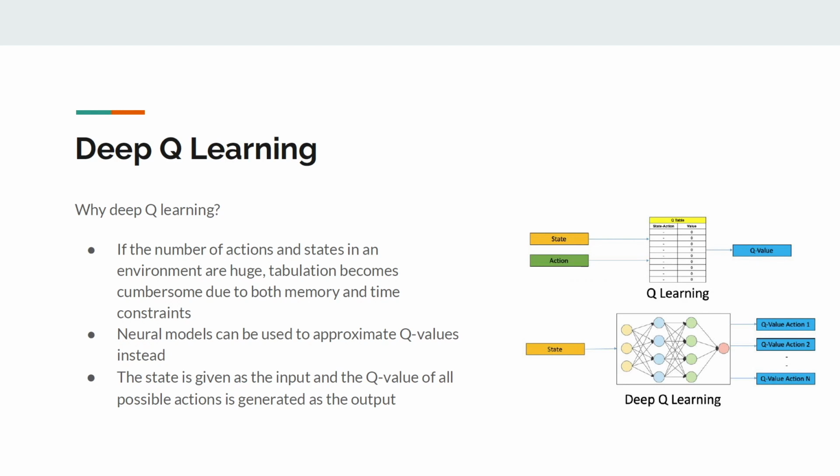So this is where deep learning becomes useful, because we can simply train a neural model to approximate the Q values for all the actions given the state as the input. So this is the basic idea of Q learning. And Bhuvan is going to tell you more about the detail.